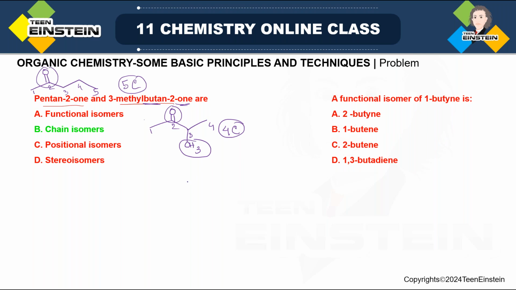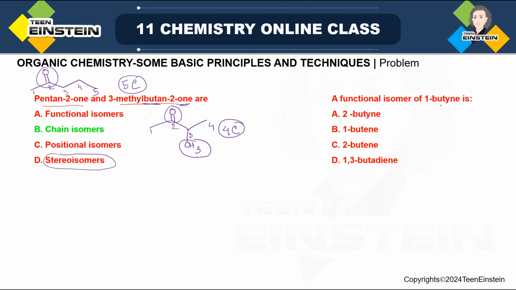Okay, so that is why it is not positional isomers, and obviously it is not a stereoisomer, because in stereoisomers the bonding connectivity remains the same, only the spatial arrangement is different. Though we have not discussed it yet, it is not a stereoisomer. Okay, so these will be under the category of chain isomers. That is the relationship between these two.